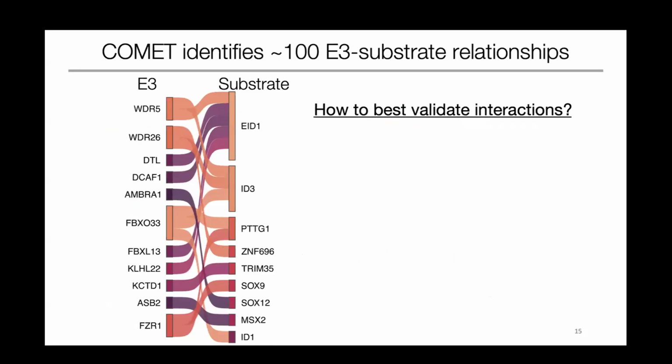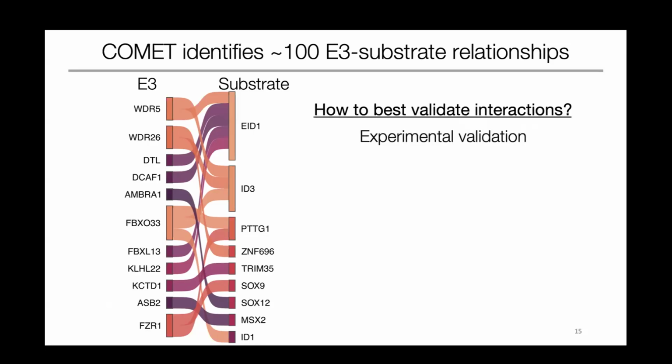Right, so overall, across these 3 screens, so there's the 2 FCF screens, one in K562 and one in HEK293 cells, and then the short-lived TF screen, we identified something like 103 E3 substrate pairs. This was quite a lot of pairs that we wanted to validate, and so we got to this point where we were wondering how to best validate these interactions.